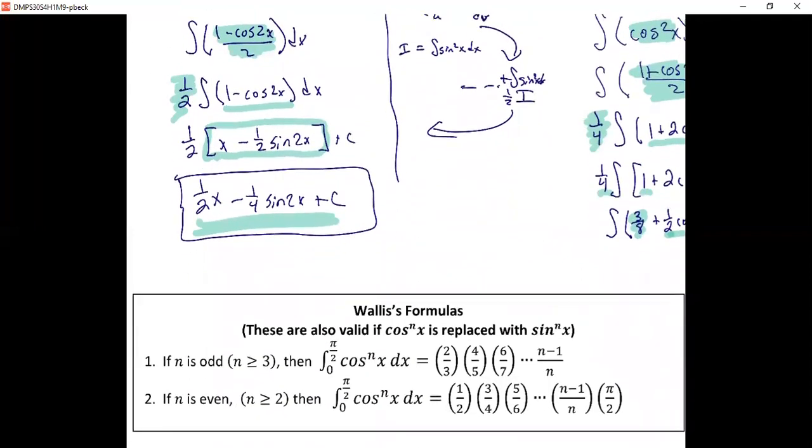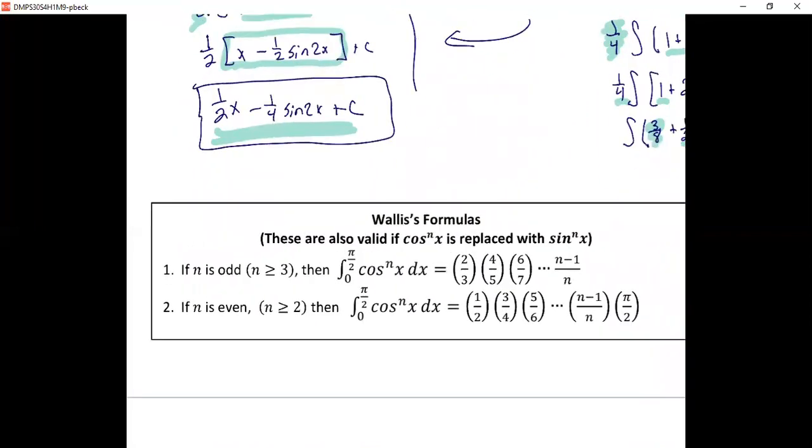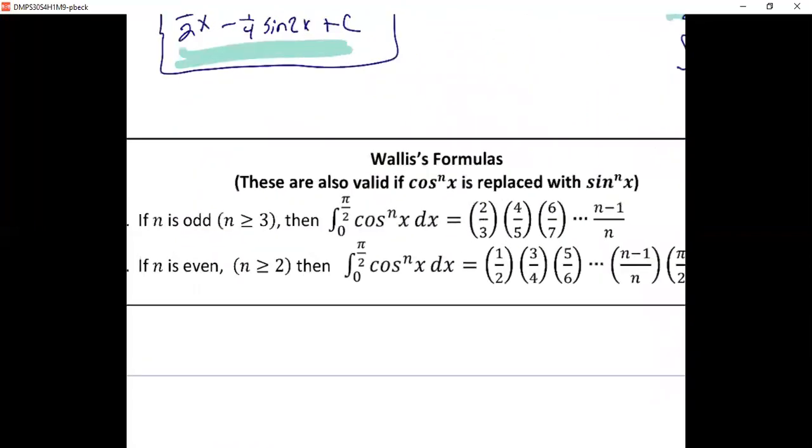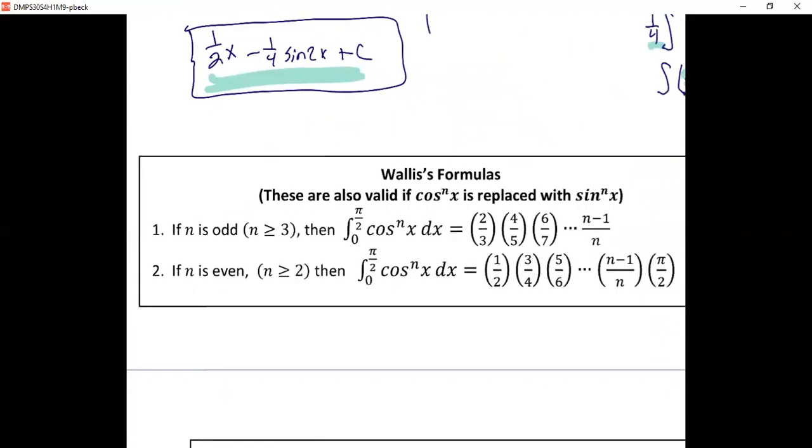And since we had a trig function to a power, we were able to solve it as an indefinite integral. Now, Wallis's formula, Wallis is a famous mathematician. What he proved was that if we take the integral from 0 to pi over 2 of cosine to any power, it's going to equal this fractional relationship: 2/3 times 4/5 times 6/7, really times n minus 1 over n. That is if that exponent is odd. If that exponent is odd, then we get those odd denominators.